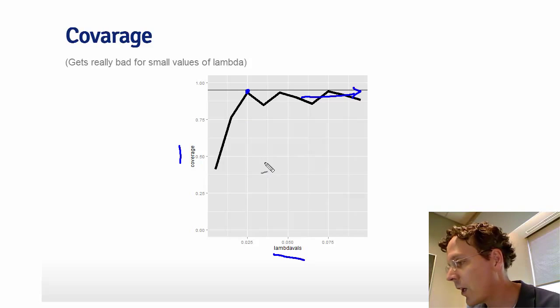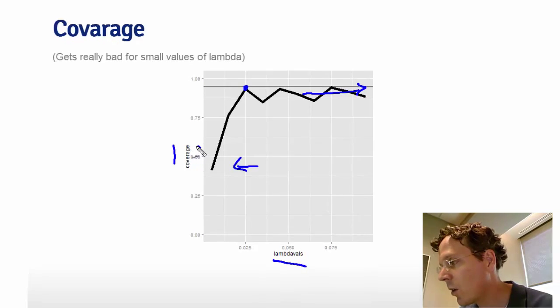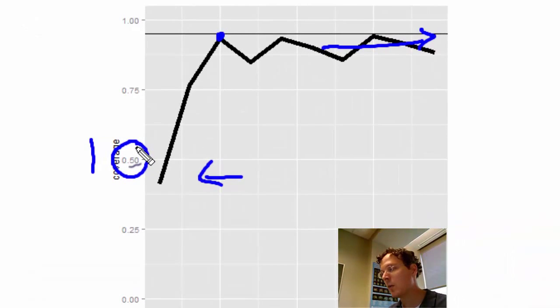We also see that as the true value of lambda gets smaller, the coverage gets very poor, and you probably can't see this number terribly well here, so I'll zoom in. That coverage is 50% right there. So your purported 95% interval is only giving you 50% actual coverage.